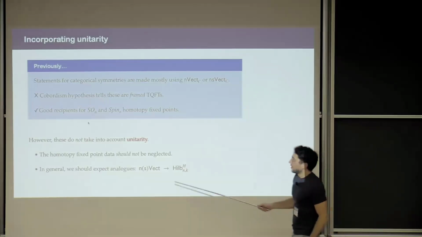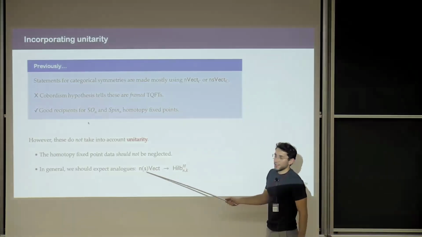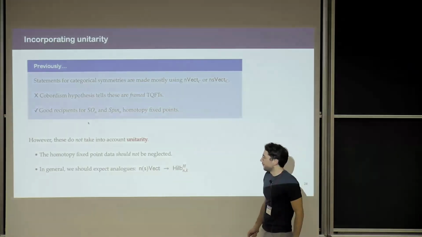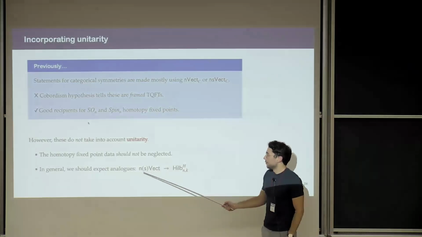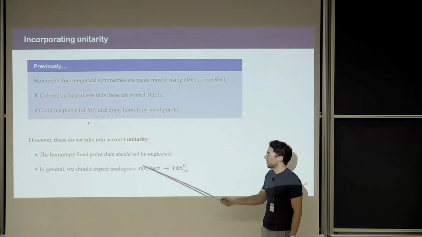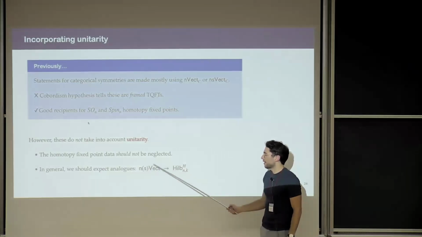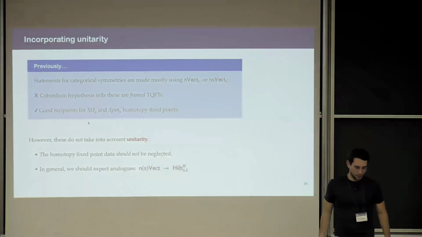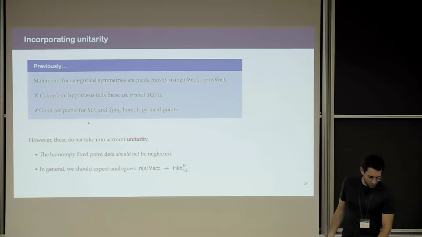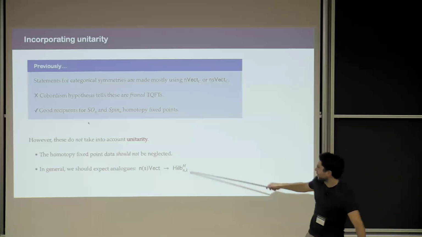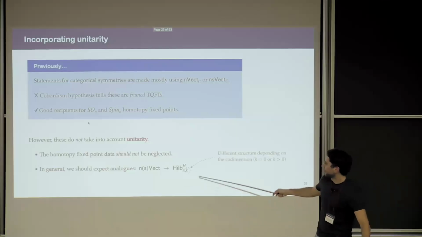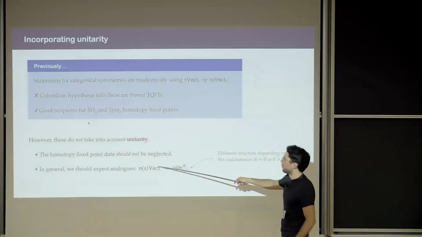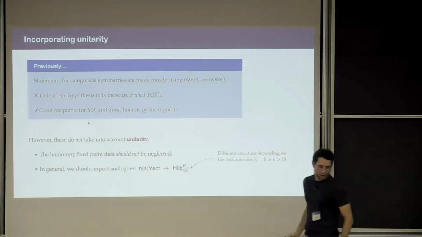So in general, if you want to be extremely precise about how to incorporate the notions of unitarity for non-invertible symmetries, we should expect to replace these notions of higher vector spaces by some higher notions of Hilbert spaces, which are going to depend on your tangential structure, and in principle on the dimension and the codimension which you're thinking these defects to have.